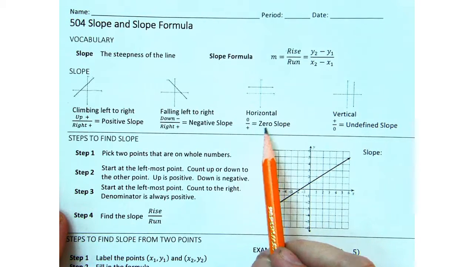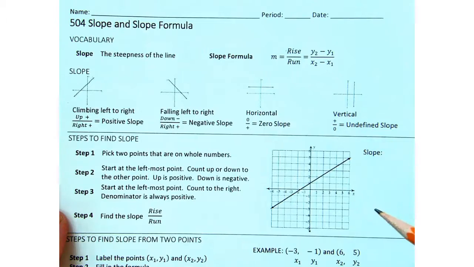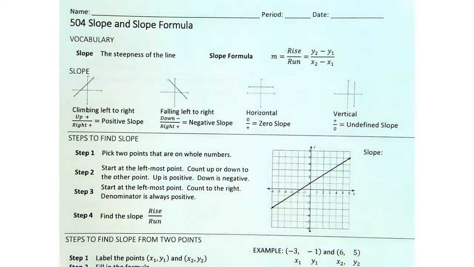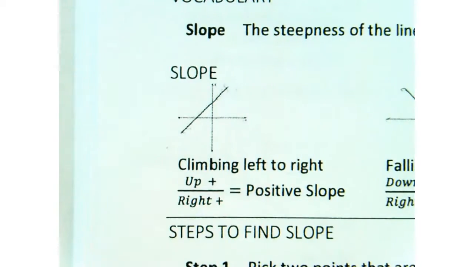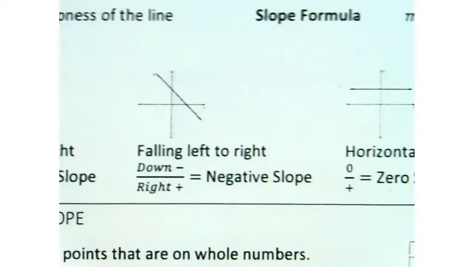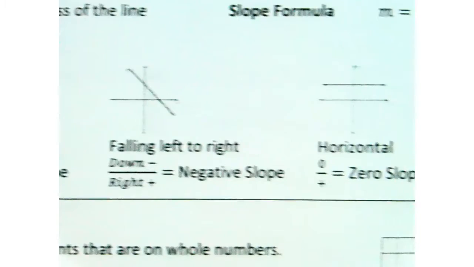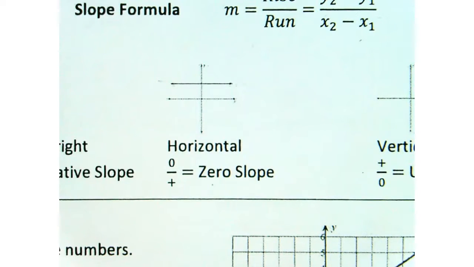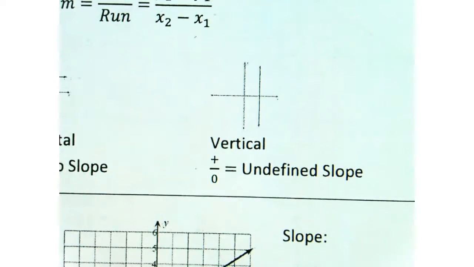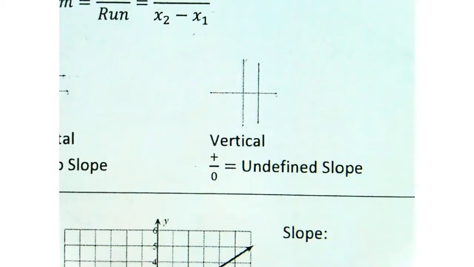A flat line or horizontal line is 0, and a vertical line is an undefined slope. Rising to the right, positive slope. Falling as it goes right, negative slope. Flat line, 0 slope. Vertical line, undefined slope.